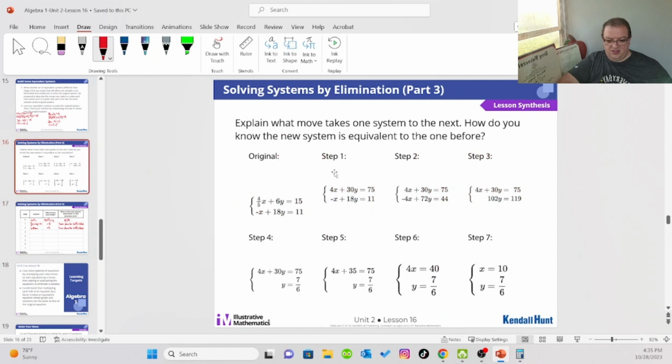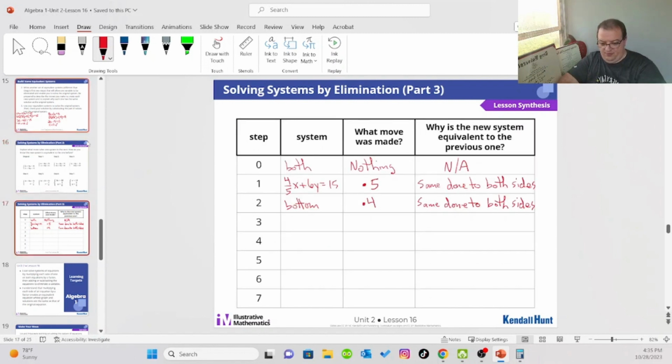Next, to go from step 2 to step 3, we added the top and bottom. So this is both. We added them. So we added equal, left and right.